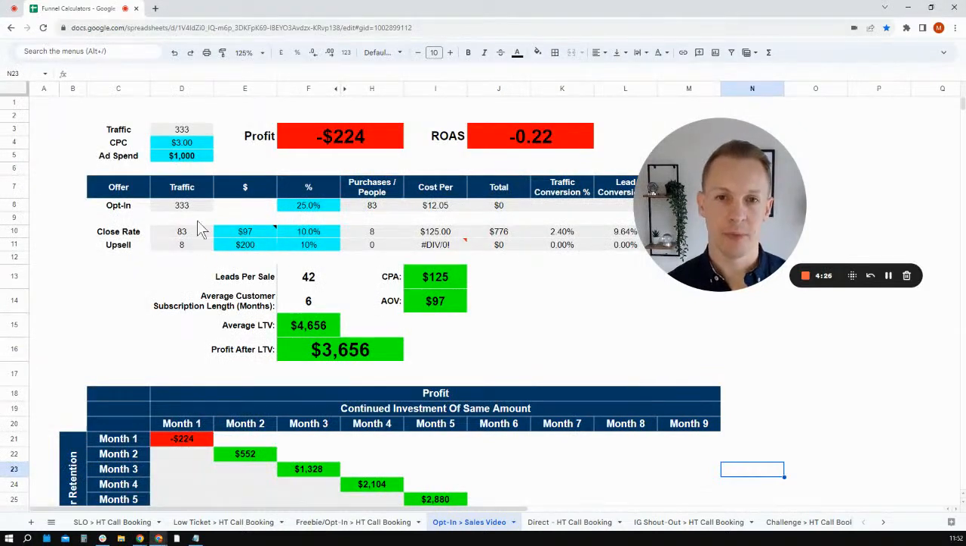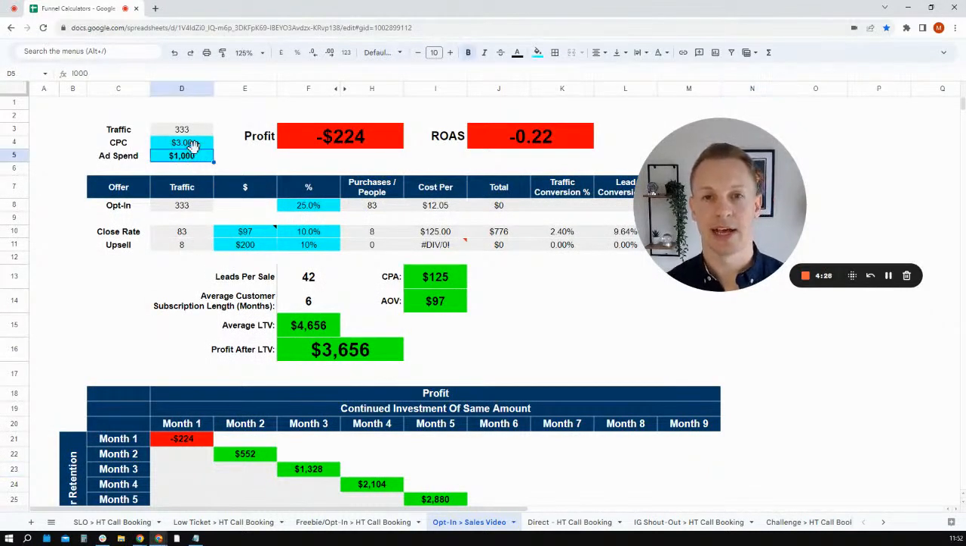So from here, as you can see, like I said, we've got $1,000 in ad spend. Our cost per click, which means that when somebody sees our ad, it's costing us about $3 just to get somebody to click on it. Okay, that's a little bit high. I would like to see that below $2, ideally.